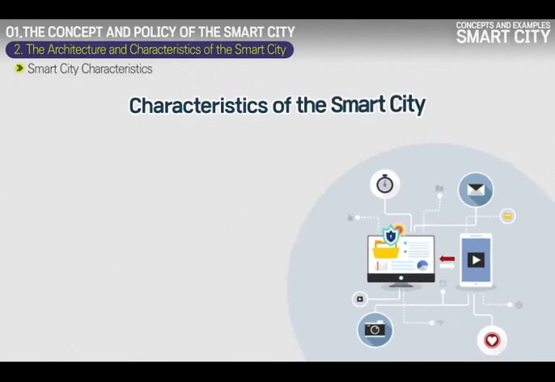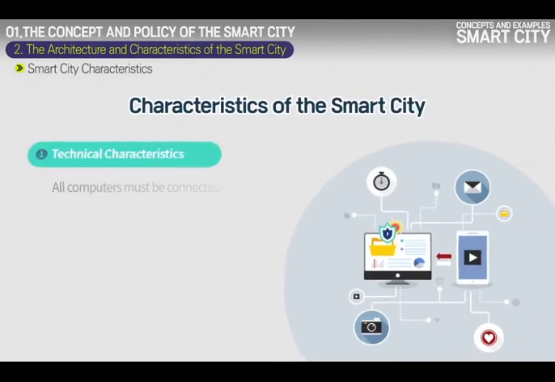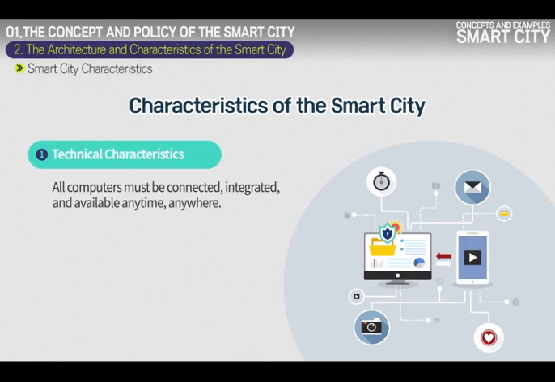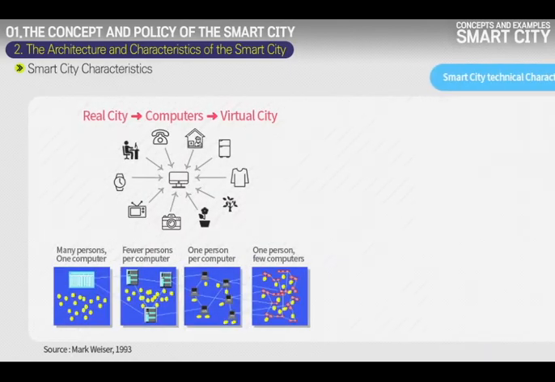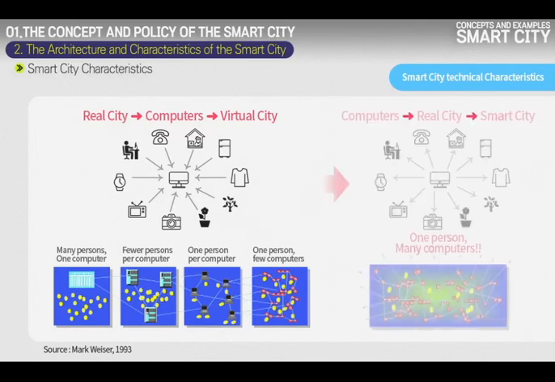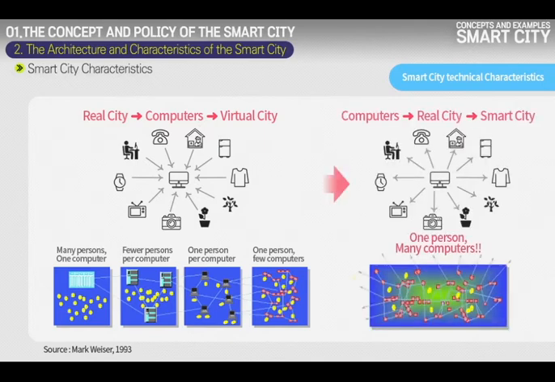The smart city has 3 typical characteristics. First, the technical characteristics. All computers must be connected, integrated, and available anytime, anywhere, from a computer perspective. In the past, many people and one computer had a relationship. Today, it has evolved into the relationship between one person and many computers, and the form in which computers are implanted into objects.